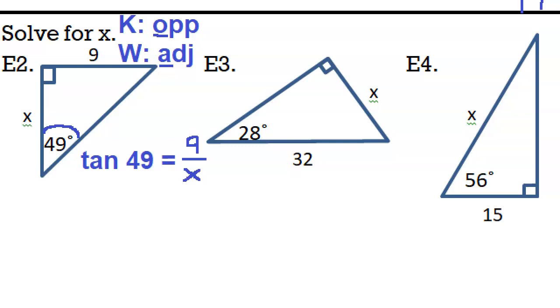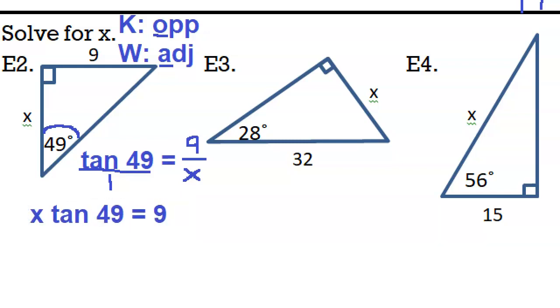Now from here, like I said, I'm not going to reinvent the wheel. I'm going to do what you already know how to do, and I'm just going to put the left side of the equation over 1, and I'm just going to have you cross multiply. 9 times 1 is 9. X times the tangent of 49 is x times the tangent of 49. Please don't overthink this.